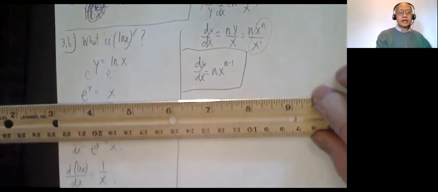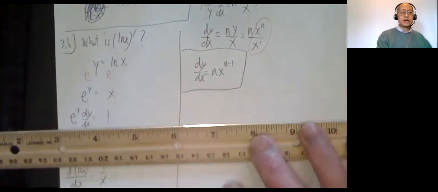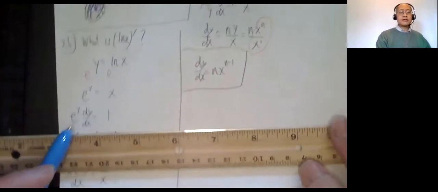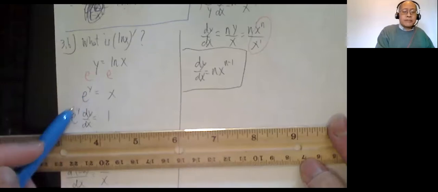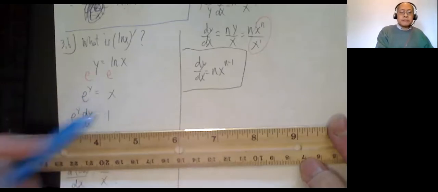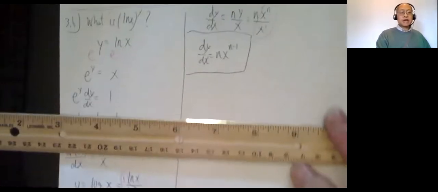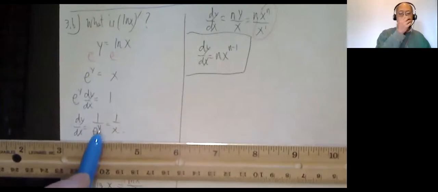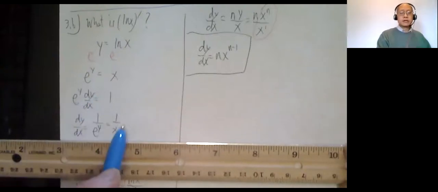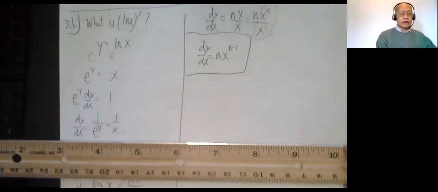So e to the y equals x. Now differentiate implicitly. The derivative of the left side is e to the y times dy/dx, because there's a y involved. The derivative of the right side is 1. Divide both sides by e to the y. So dy/dx is 1 over e to the y, but e to the y is equal to x. So we have 1 over x. That's the derivation of the derivative of natural log of x.